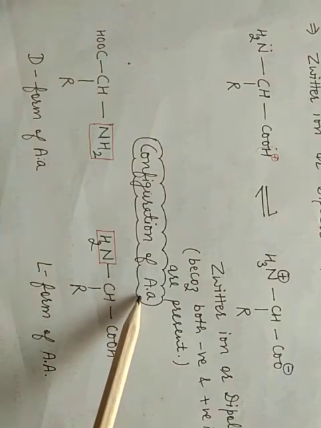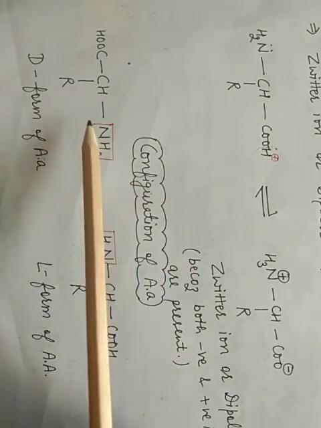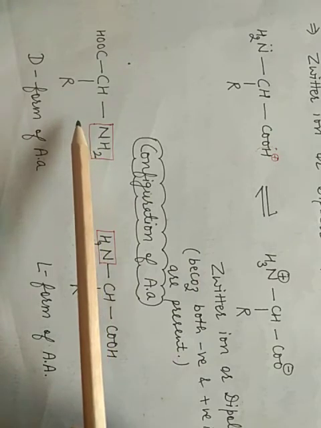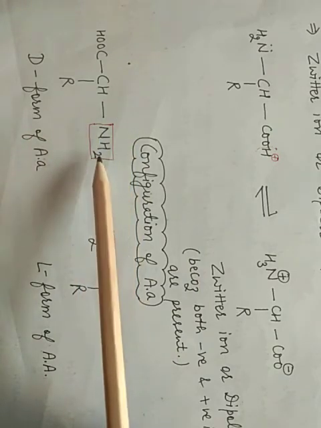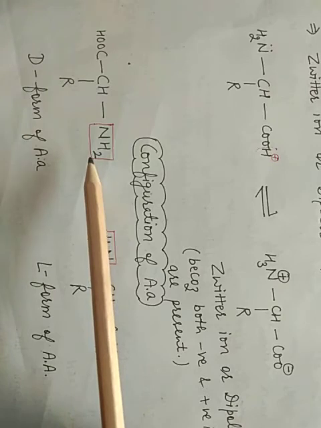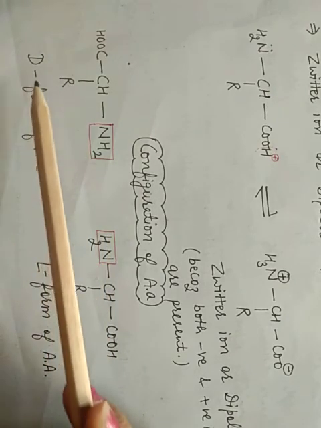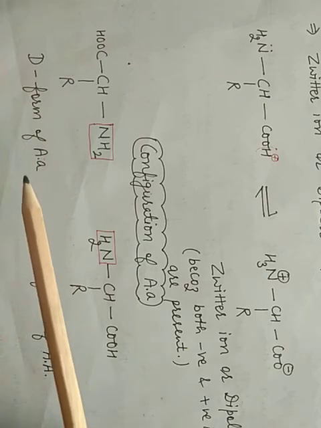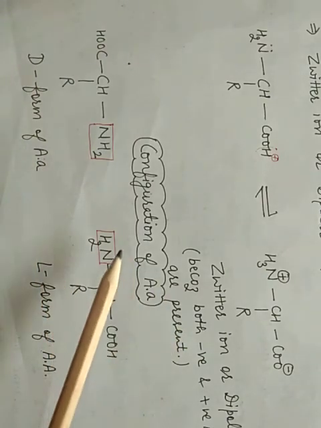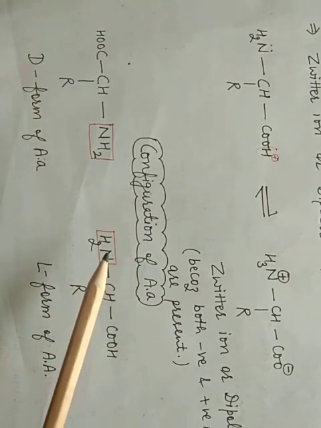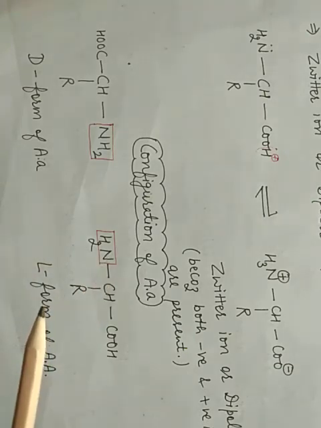Now next is the configuration of amino acid. This is the general structure of alpha amino acids. If the NH2 group is present on the right hand side, then it will form the D configuration, means the D form of amino acids. If this NH2 group is present on the left hand side, then it will form the L form of amino acid.